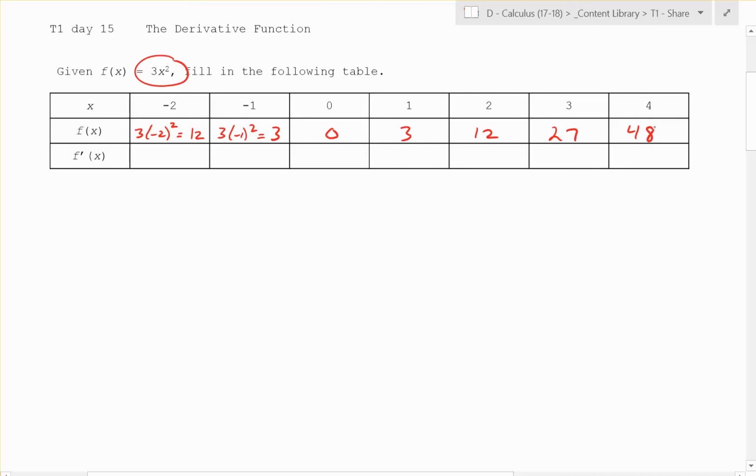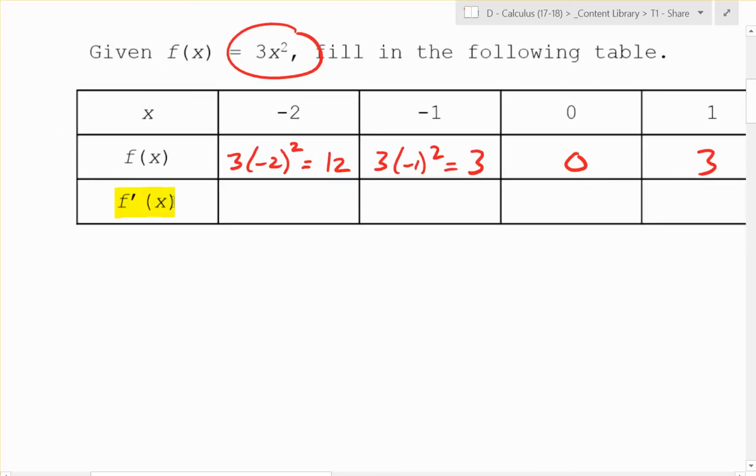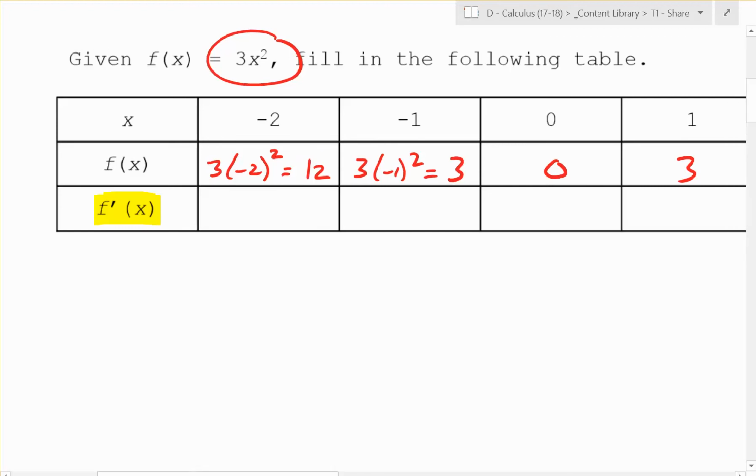Now the next part is a little trickier because it's asking you for the f prime, which you can also call the derivative of f at x, or the instantaneous rate of change of f at x. And the way we've been doing that is the following. We've been calculating the limit as h goes to 0 of f of a plus h minus f of a all over h. So let's do it for the first one here when x is -2.